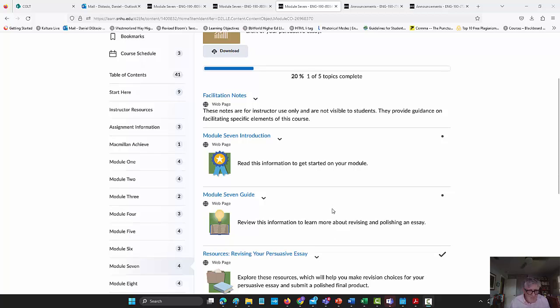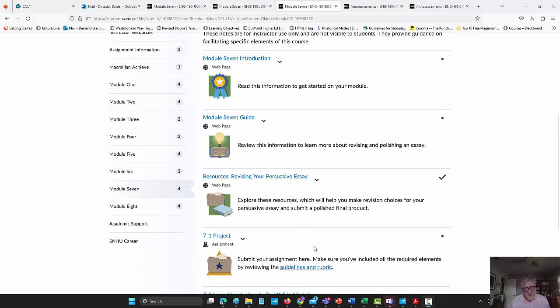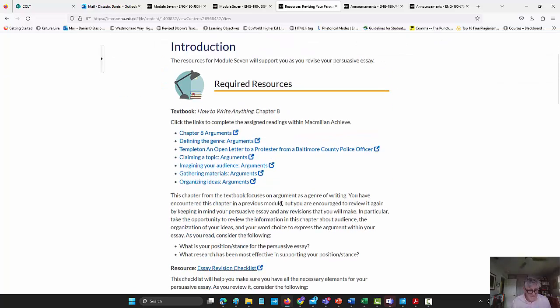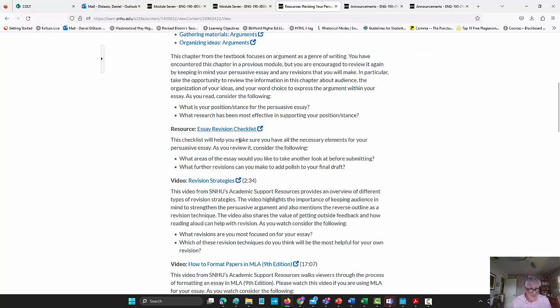When you go into the module, I want to just point out that there are some really very helpful resources in this module. And I'm just going to point them out, particularly the essay revision checklist, which can help you in checking on your essay before you submit it. We're going to take a quick peek at that in just a moment. And then there's also some tips for revision strategies that may be helpful.